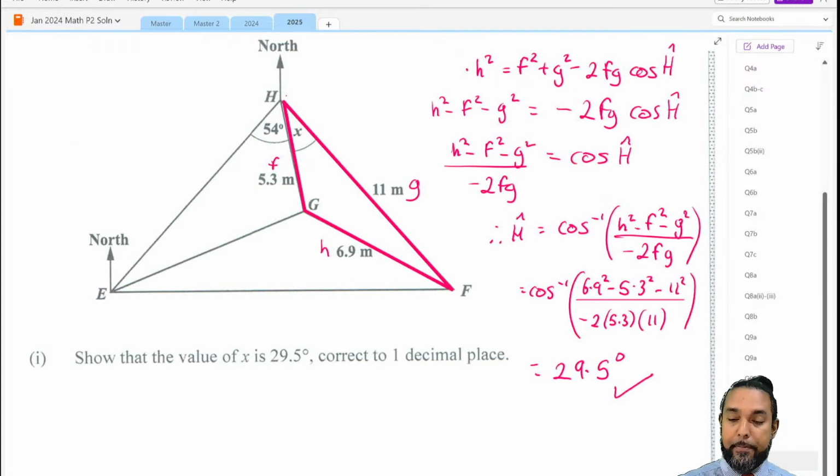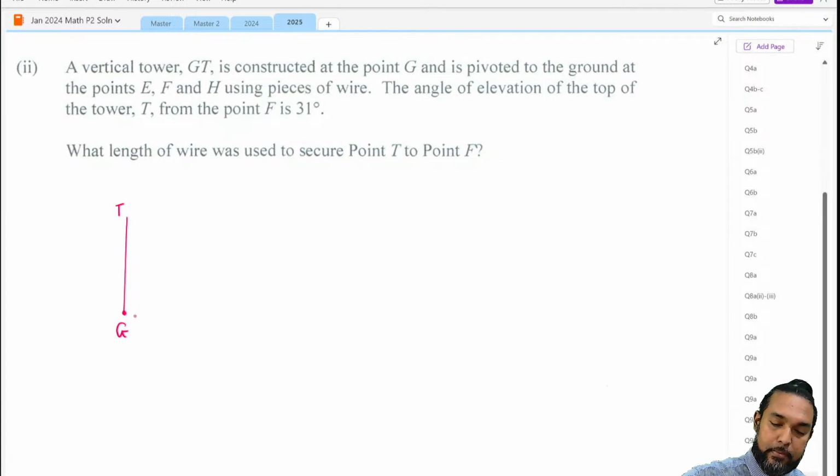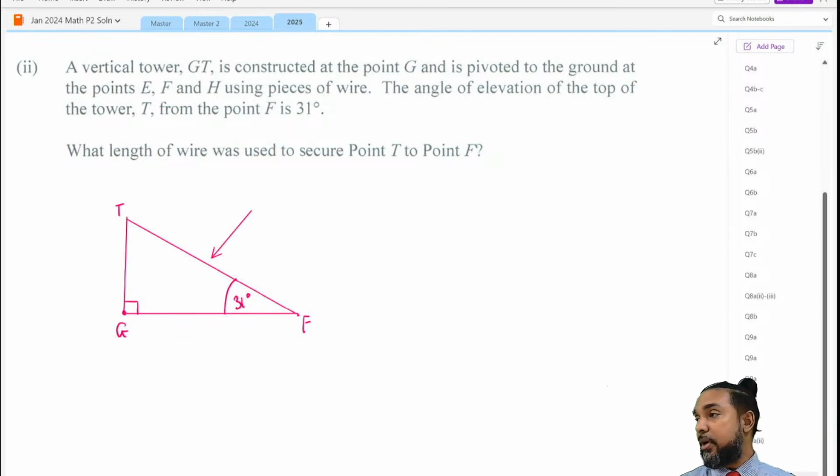Right? Okay. No problem. The angle of elevation of the top of the tower, T, from the point F is 31 degrees. Okay. So hold on. We have a point G. We have a tower. Top is T. Some distance off is point F. And they are telling us that the angle of elevation of the top of the tower from F is 31 degrees. And they want to know what is the length of wire to secure point T to point F. So what is the length here? Right, now that is the hypotenuse of the right angle triangle.